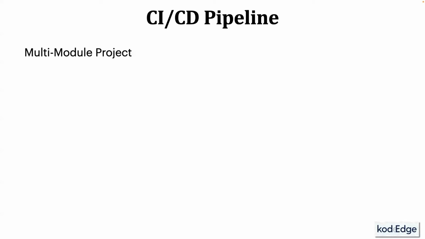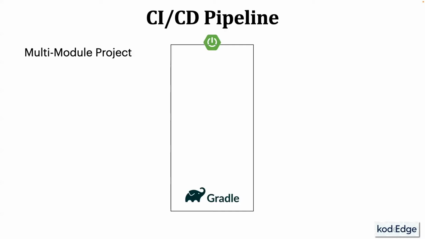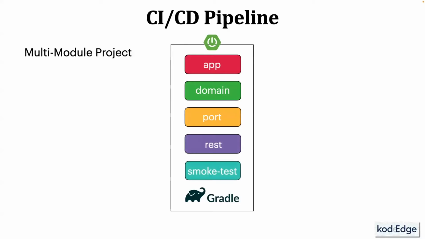First, we will create a multi-module project. We will develop a Spring Boot application using the Gradle build system. Next, we will add modules like app, domain, port, REST, and a smoke test to the project. Don't worry if you are not familiar with these modules. I will explain each of them in detail shortly.